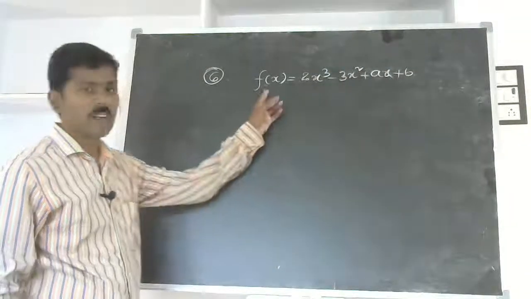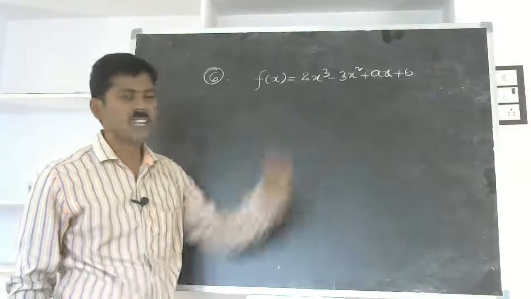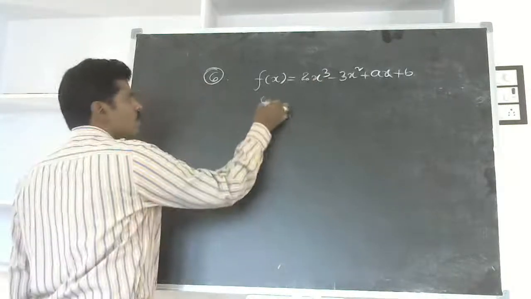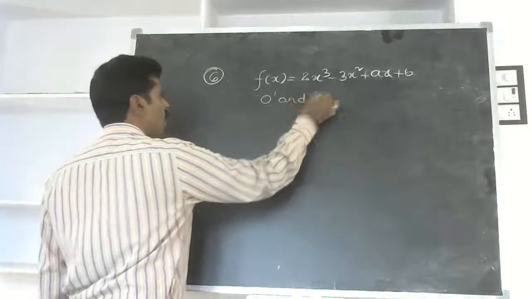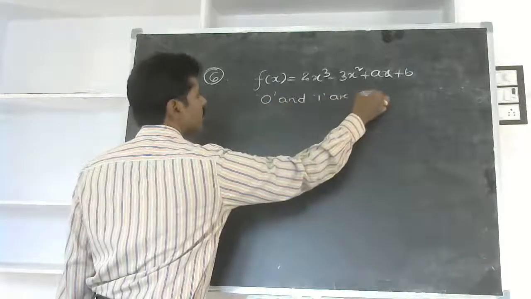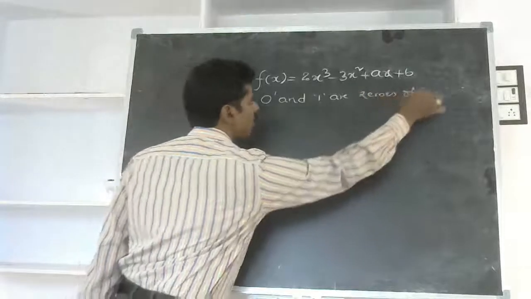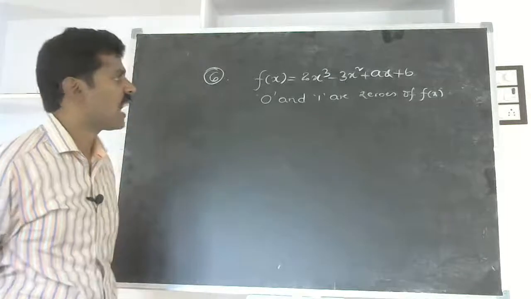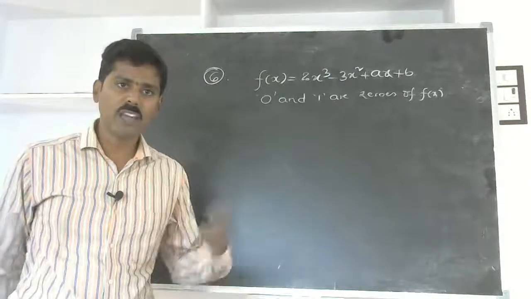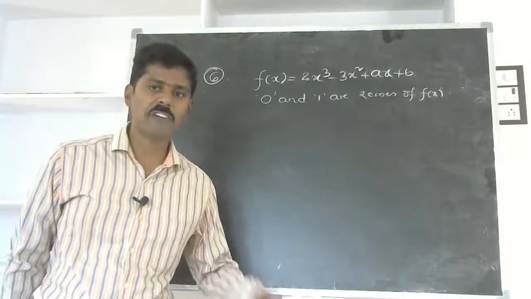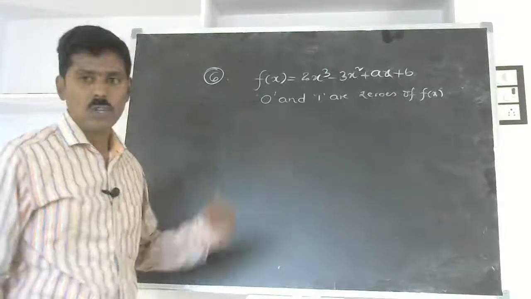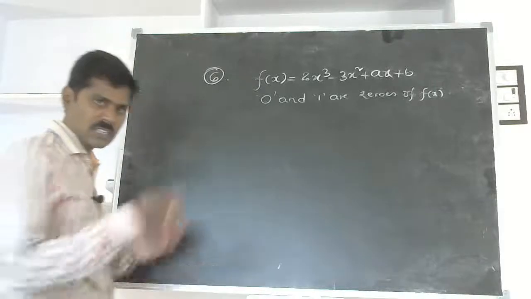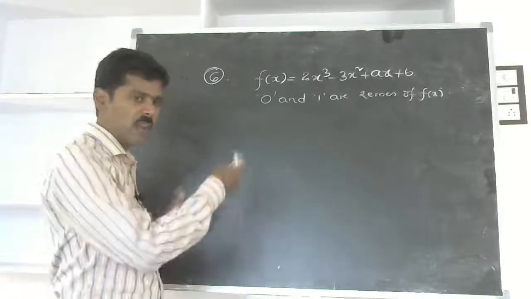So they have given f of x equals 2x cube minus 3x square plus ax plus b, and they have given that 0 and 1 are zeros of this polynomial, zeros of f of x. Then I have to find the values of a and b. You have to find two values. In the example, we have done only for one value. Here they are asking for two values. So for these two values, what I have to do? The same procedure that we have done before, we will apply 2 times.